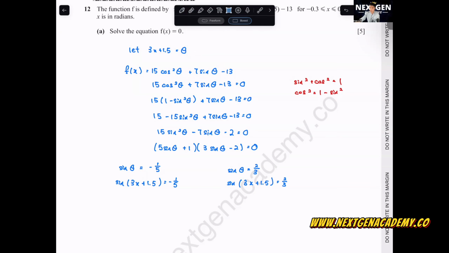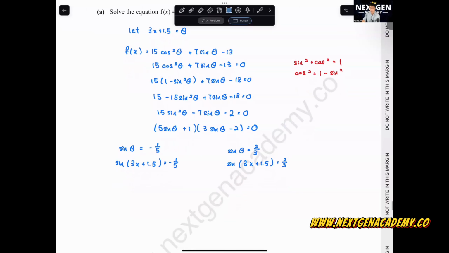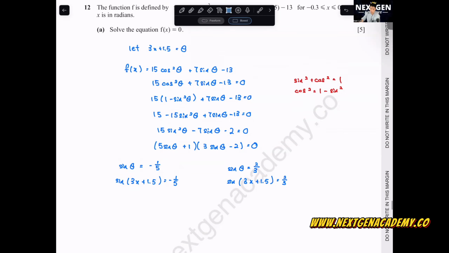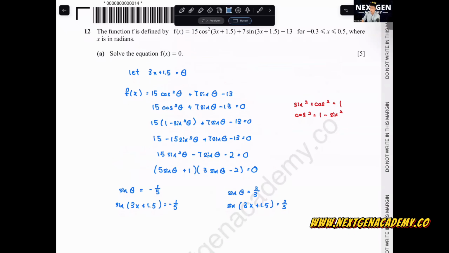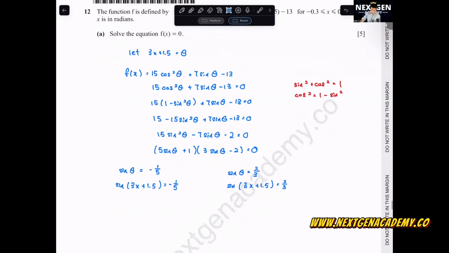Okay, this is a radian question. So change your mode to radian first on your calculator. Now we do our solving as usual. Once you have this ready, we find the base angle, then we select which quadrant. Also, another thing is that we are solving for the domain of x from negative 0.3 to 0.5. Okay, this is how I'll do it.